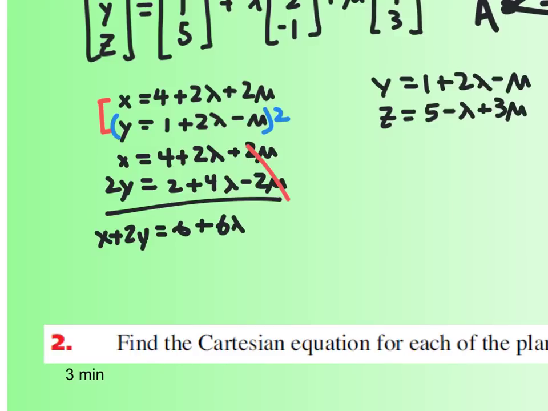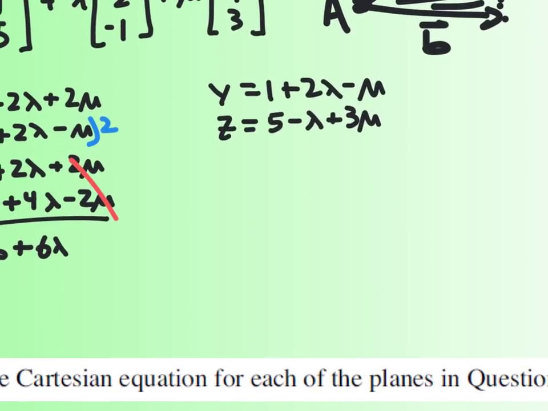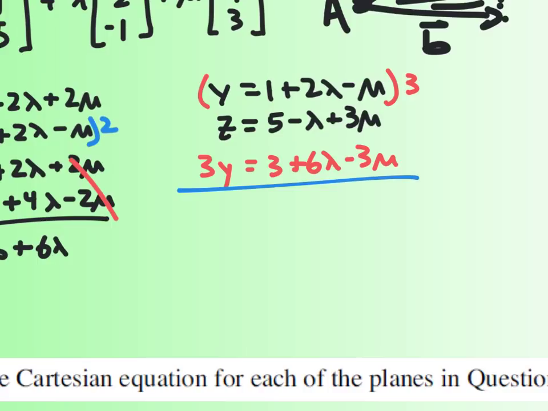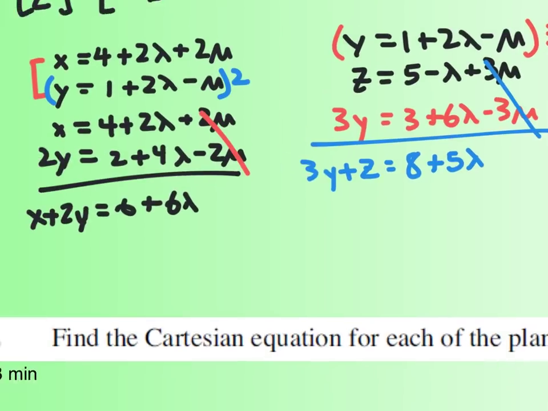I'm going to hold on to that for a moment. And here, I'm going to multiply the first one by 3 and bring that down here. So I'll get 3y equals 3 plus 6 lambda minus 3 mu. I don't have to change the second equation at all, so I'm going to add those two together. I get 3y plus z equals 8 plus 5 lambda. And of course, the mu's are now gone.